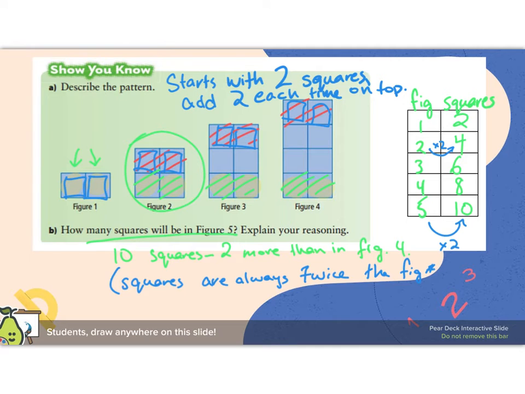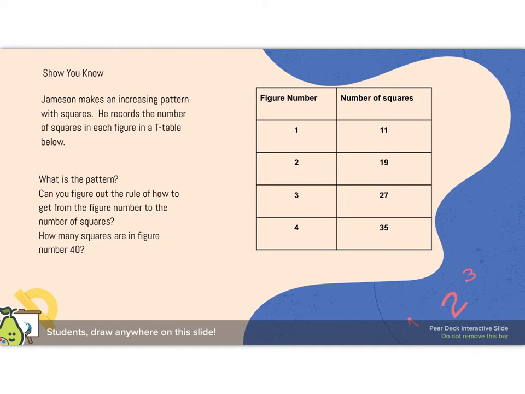Okay, let's take a look at the next one. So Jameson makes an increasing pattern with squares. He records the number of squares in each figure in a T-table below. So this time there's no picture. We're going to have to think a little bit more abstractly. So first of all, what's the pattern? So if I take a look here, I can see each time I'm adding 8. So I would say the pattern starts with 11 and add 8 each time.